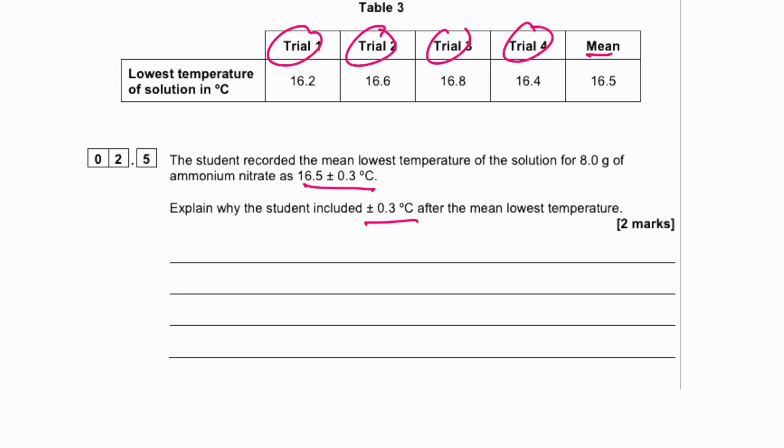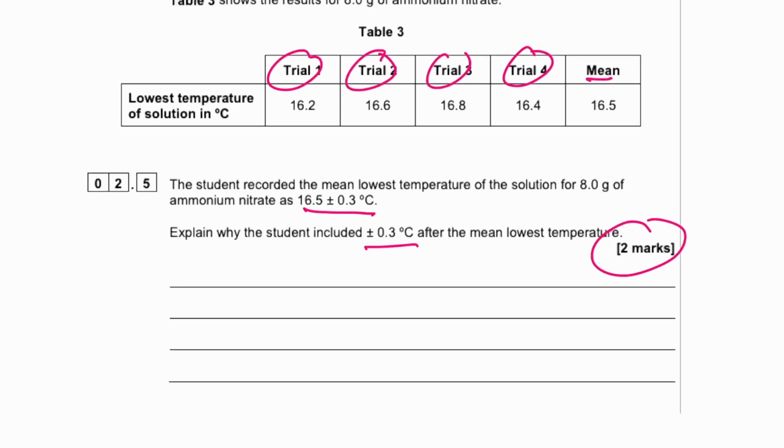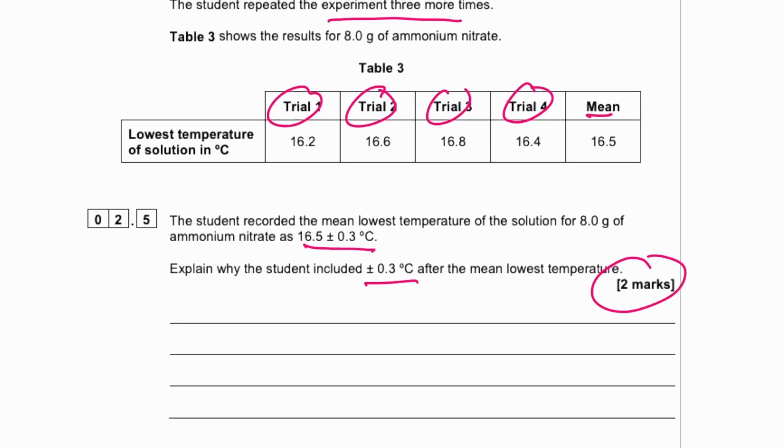I'll give you a second just to write down what you think. Remember, it's 2 marks. So what would you write for 2 marks? Well, the first mark is relatively simple. If you understand what that plus or minus 0.3 is, that would be enough to get you the first mark. You just have to say this is an uncertainty. In particular, you want to say what it is an uncertainty about.